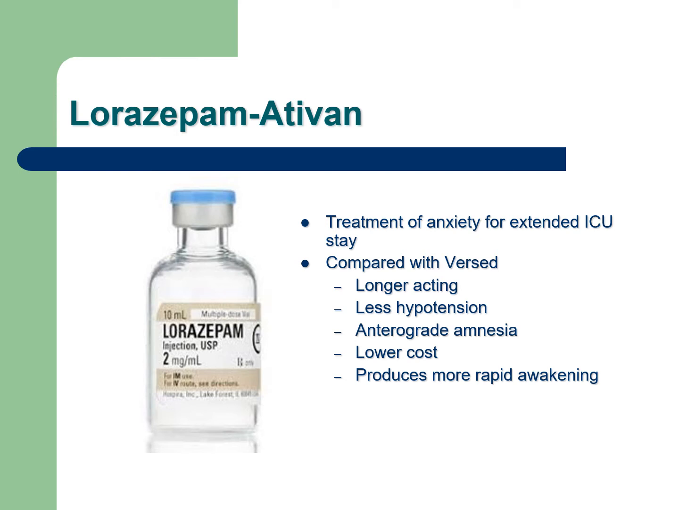When comparing Ativan to Versed, Ativan has a longer acting process, less hypotension, has anterograde amnesia, and a lower cost as mentioned before. It also produces a more rapid awakening.